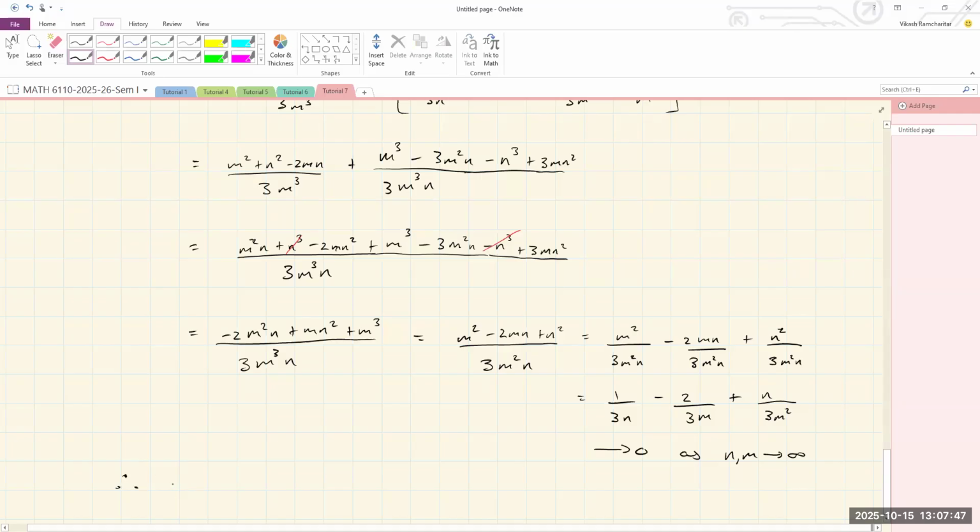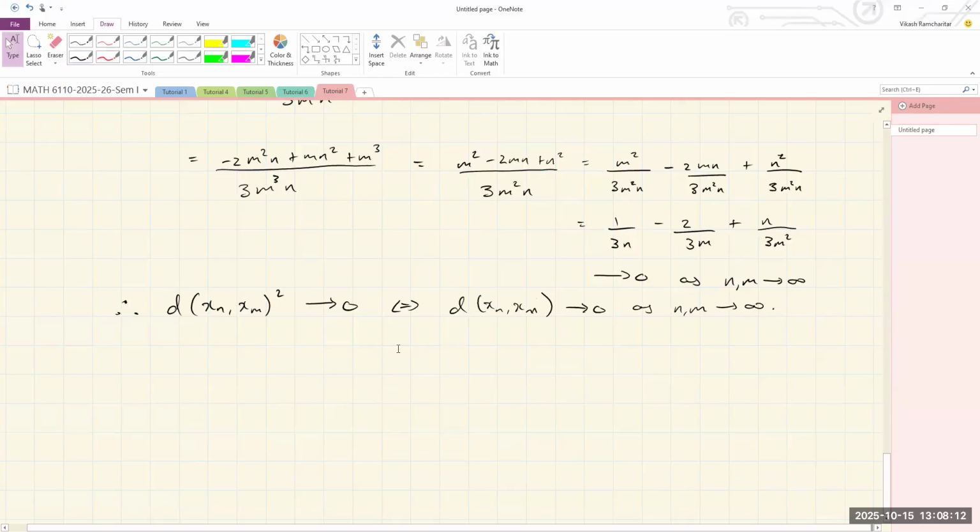Therefore, what did we just show? We showed that the distance between xn and xm squared is going to 0, which is equivalent to the distance between xn and xm going to 0 as n and m go to infinity, which means that this sequence of functions, xn, is a Cauchy sequence. Okay, so that's the first part.